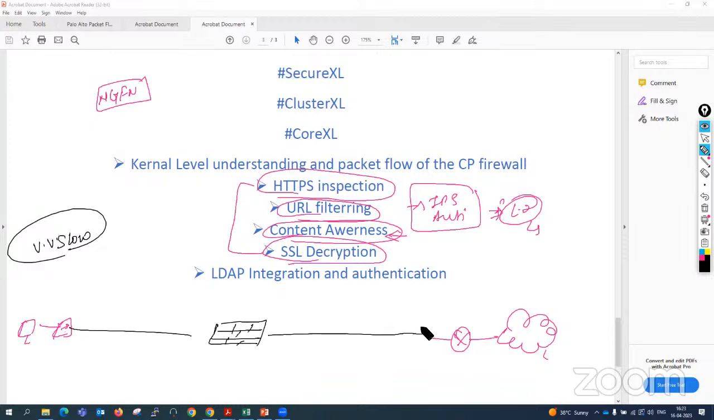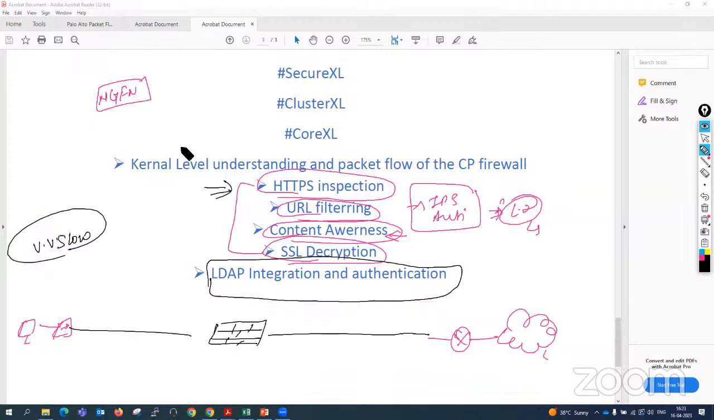Which is called your next generation firewall, right? Because it's the next generation firewall, we will be studying the functionality of the next generation firewall also. Similarly, LDAP integration is very important for any network, because with the help of this LDAP integration, we will be able to check the logs to see which particular user is trying to access which particular destination, right?